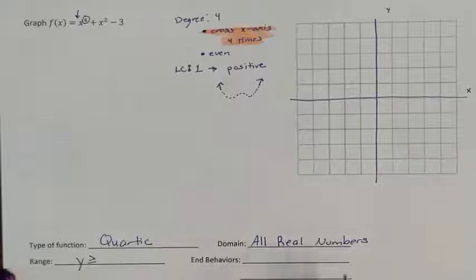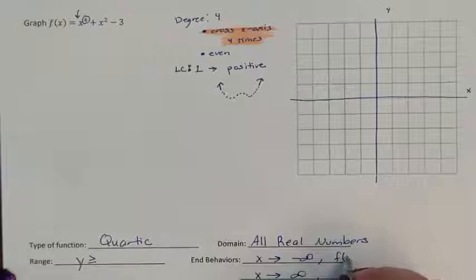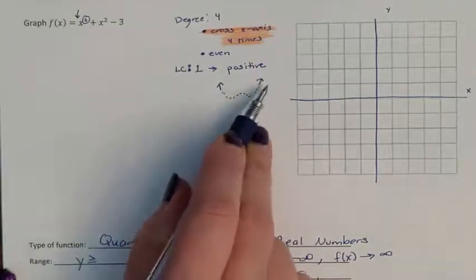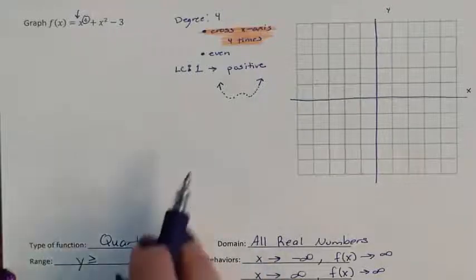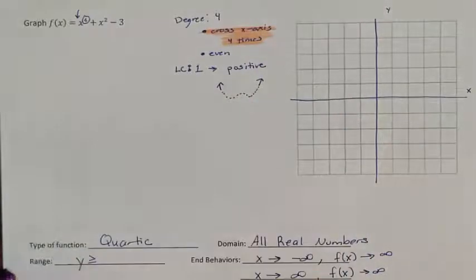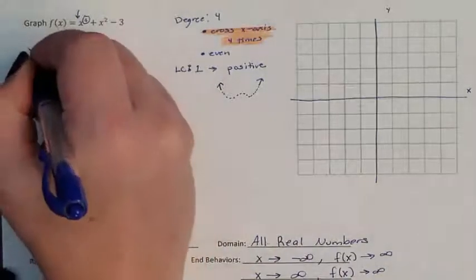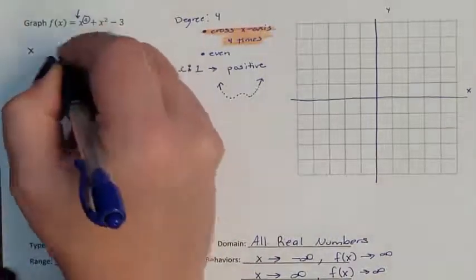My end behaviors. I want to look at the left side and I want to look at the right side. The left side always went up, where the positives live. My right side also always went up, where the positive numbers lived. I can figure out most of these answers before I even do my XY chart. So now we're going to do my x, f of x chart.